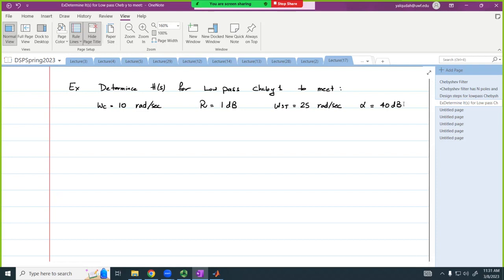Okay, what is the first step? We're going to calculate the value of epsilon. Epsilon is equal to the square root of 10 to the power of R over 10, minus 1. And this is going to give me 0.50847.